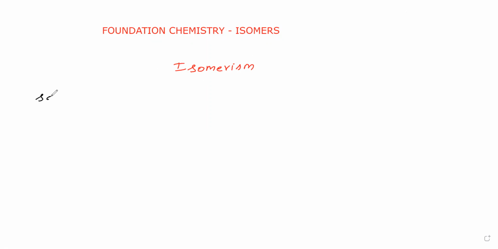Isomerism in the sense molecular formula should be same. Then properties will be different, either physical properties or chemical properties or both.